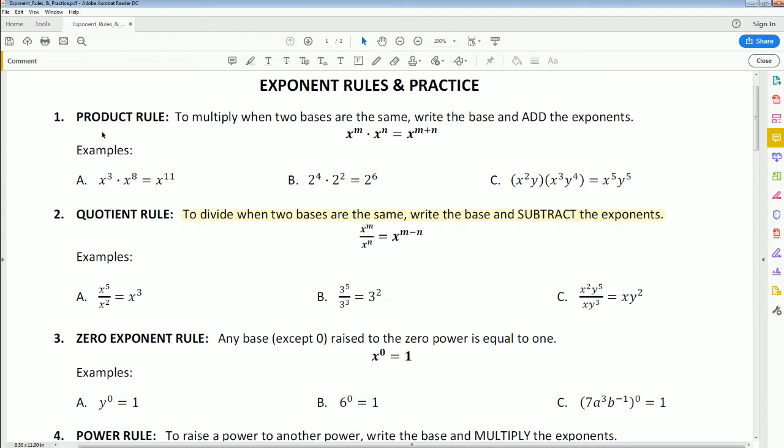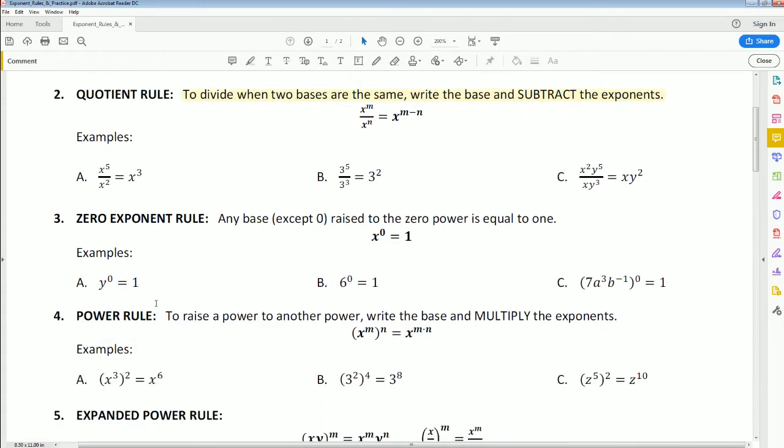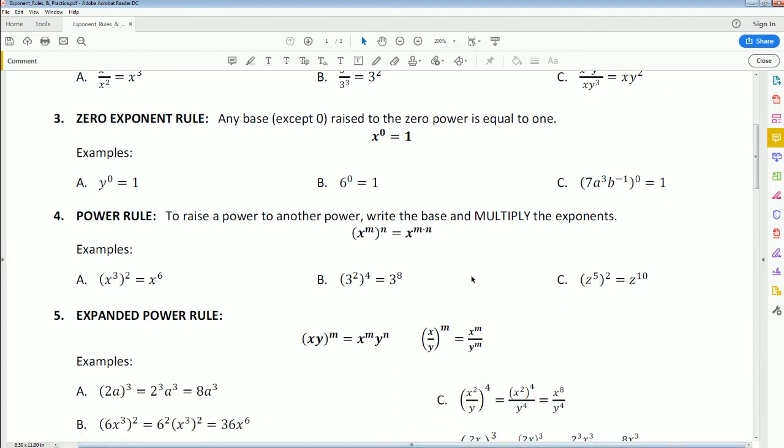For the product rule, to multiply when the bases are the same, you add the exponents. When it is a quotient, the bases are the same, so you just subtract the exponents. Anything to the 0 power is equal to 1, and x to the m to the power of n, you multiply. Okay?